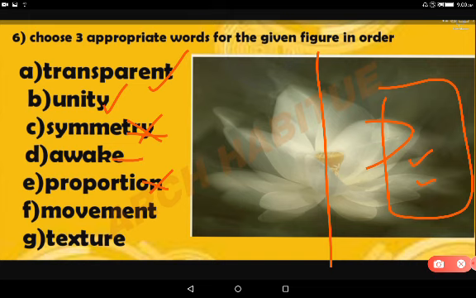Is there a movement? Yeah, slight movements, like we can assume that there is wind and the petals are dancing, the flower is dancing. So yes, there is a slight movement in the figure. Texture has no effect in this picture. So the thing we can say is there is movement, unity and transparent. The most appropriate one will be unity, then transparent, then movement. Okay.